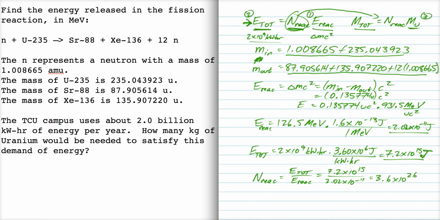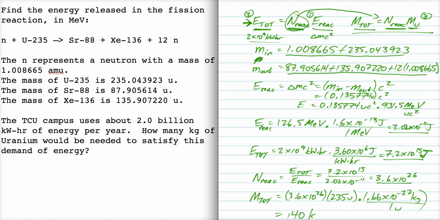Okay? Now the last step is going to plug the n reaction in over here, and I'm going to find the total mass. So the total mass is the number of reactions, which is this, 3.6 times 10 to the 26th. Now I'm going to multiply. I want to know how much uranium I need, so I'm going to multiply by 235 AMU, and then I'm going to convert that into kilograms by multiplying by my conversion factor. And that is 140 kilograms. That's how much uranium would be needed to satisfy TCU's energy needs in 1 year, just about.